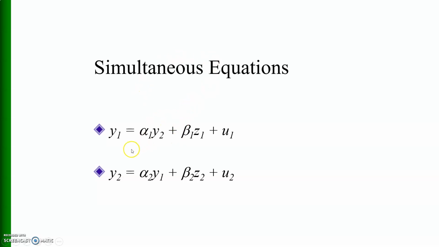As you can see in this slide, y1 is equal to alpha 1 plus alpha 1 y2 plus beta 1 z1 plus u1, and y2 is equal to alpha 2 y1 plus beta 2 z2 plus u2. If you see, y2 is an independent variable in the first equation, whereas in the second equation y1 is an independent variable. So both y1 and y2 are jointly determined by solving the simultaneous equation system. So in such kind of equation we cannot use OLS.